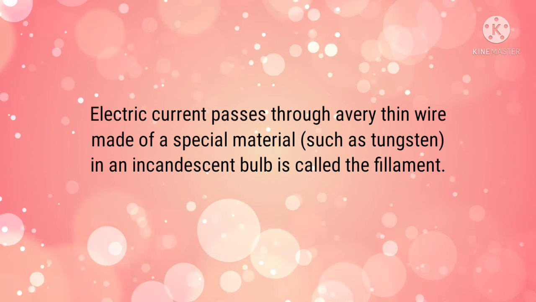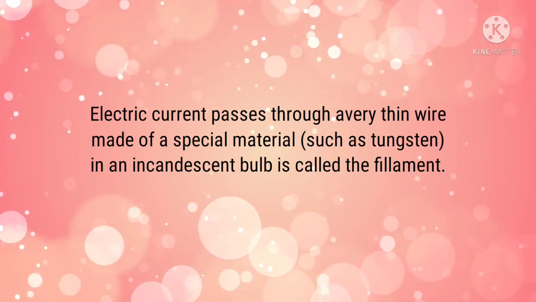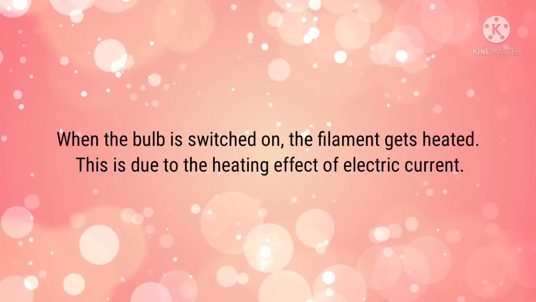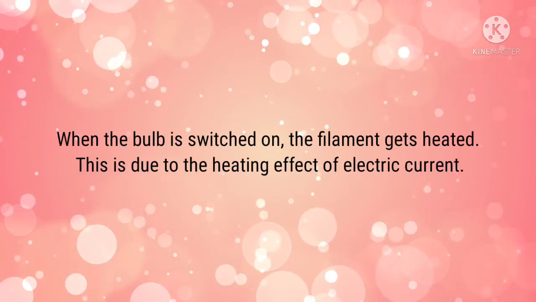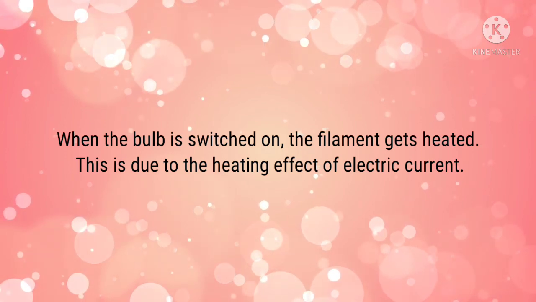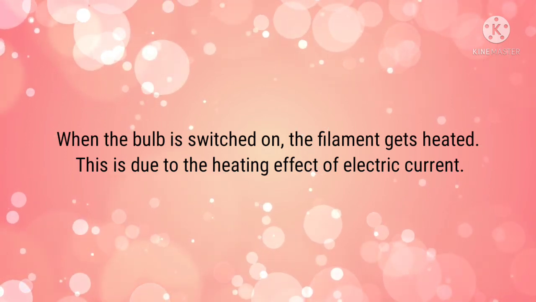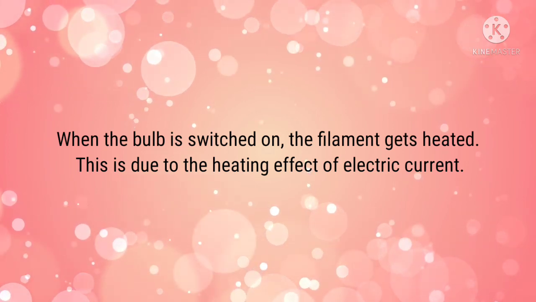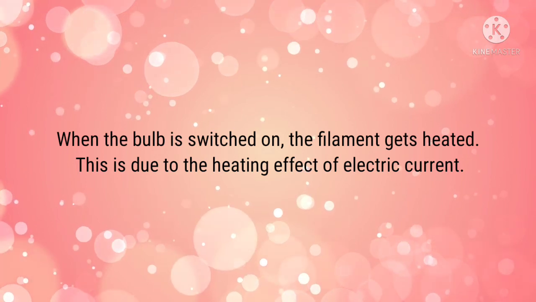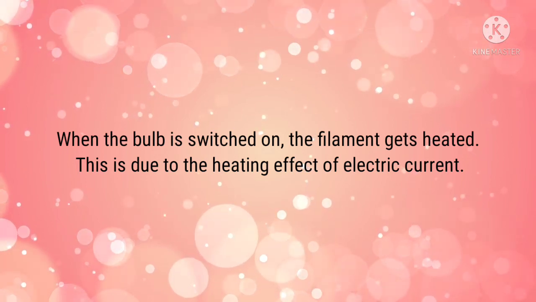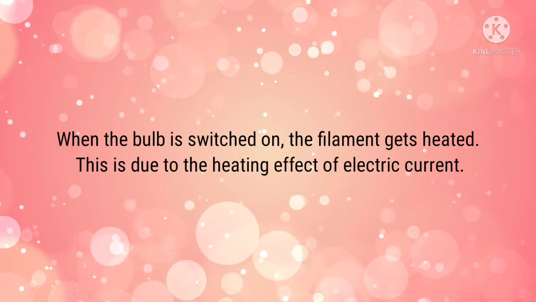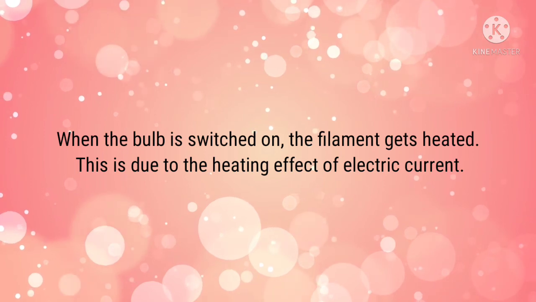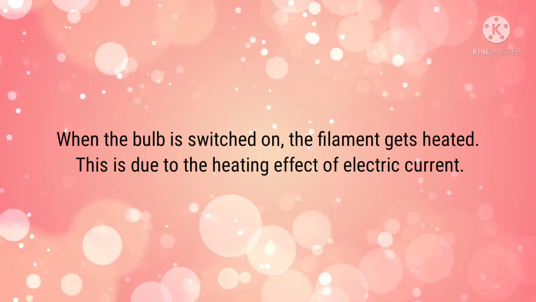So what is called the filament? In an incandescent bulb, electric current passes through a very thin wire made of a special material such as tungsten, called the filament. When the bulb is switched on, the filament gets heated. This is due to the heating effect of electric current. Have you all understood? If they ask what is called the filament, it can be a 2-mark question, important. Then you want to learn that one very clearly.